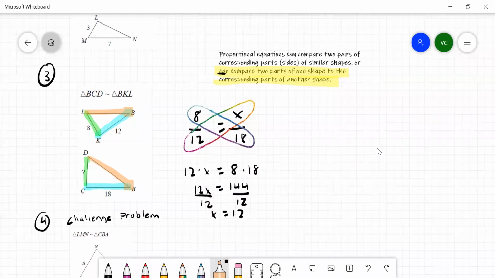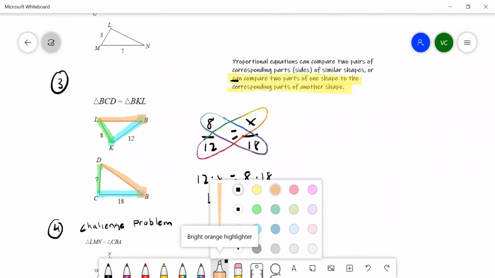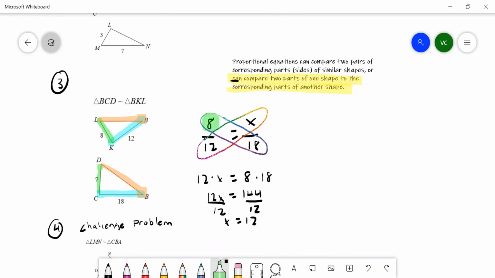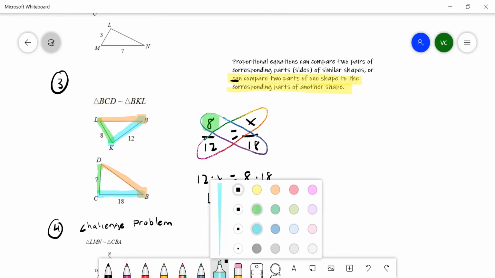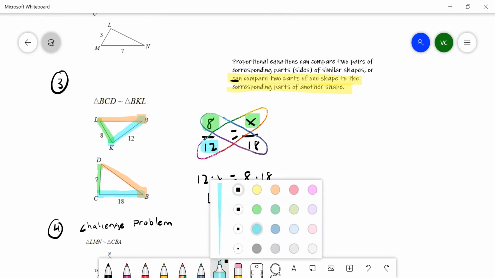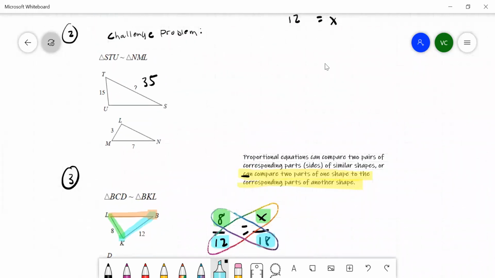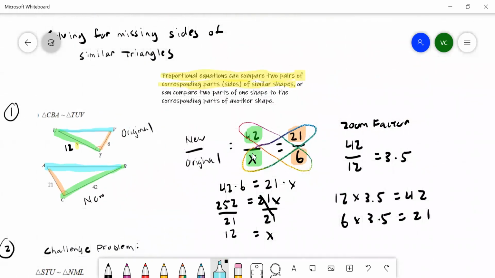In the second one, we did the 8 over the 12 of the same figure. And then we did the x over the 18 of the same figure. So notice how the green is across from each other. The same color is across. And then the 12 and 18 are both blue, same color across. And for the first one, we had the same color up and down in one fraction. So for green, 42 over x, and then we had orange, 21 over 6.